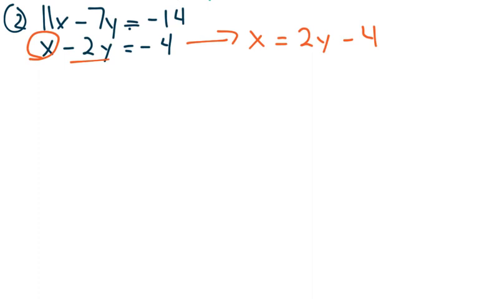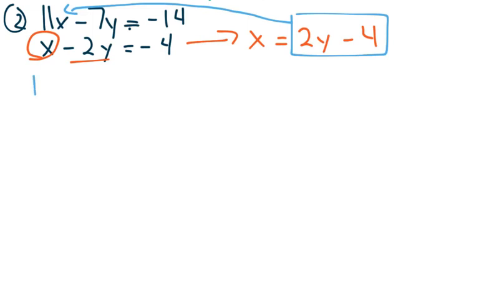If you wanted to write it as negative 4 plus 2y, absolutely fine. That's perfect. Okay, so step 2, we know what x is equal to. Put it in the other equation right there. Okay, so we're going to have 11x. Whoops, I just screwed up. Let me erase that. See, even teachers make mistakes.